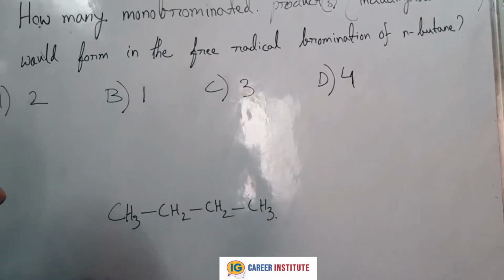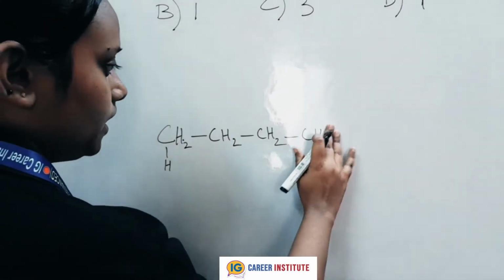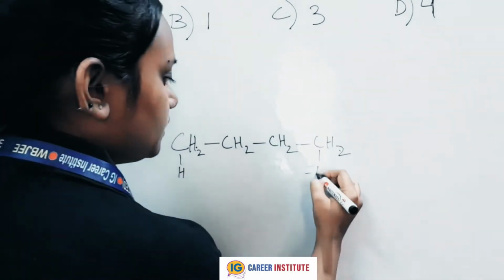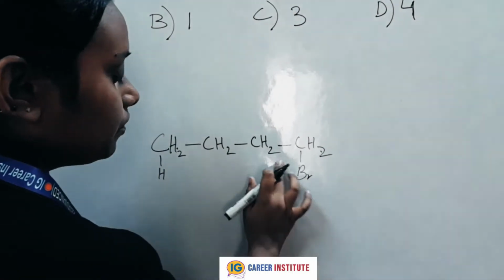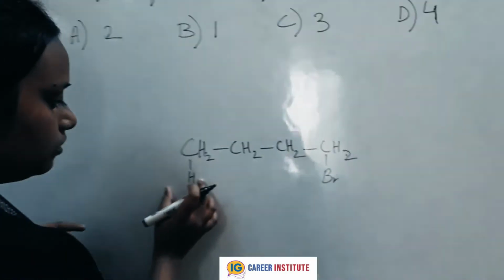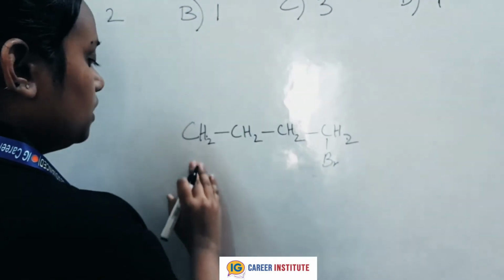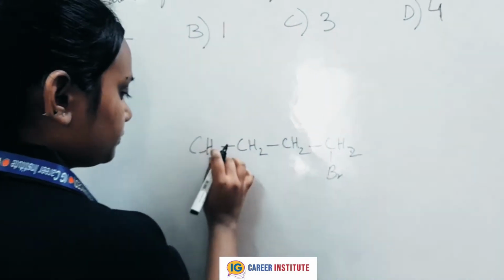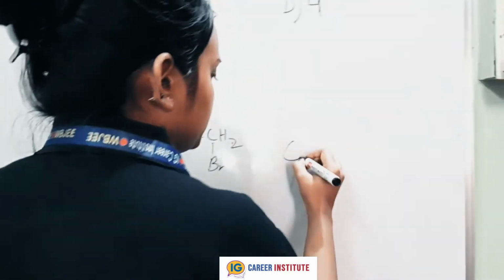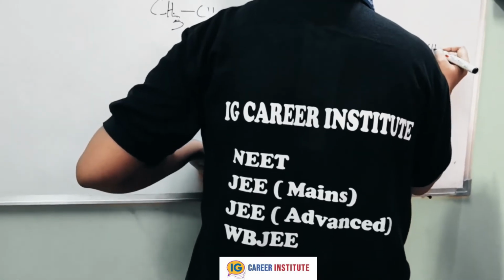So if I consider monobromination, that is if one hydrogen here is substituted with a bromine, similarly here also if one hydrogen is substituted with a bromine, in both the cases, we will get a similar product. So if this hydrogen is substituted by bromine or this hydrogen is substituted by bromine, we will get a similar product. So for that monobromination, we will basically get one structure. Now if I consider the second molecule, CH3CH2CH2CH3.